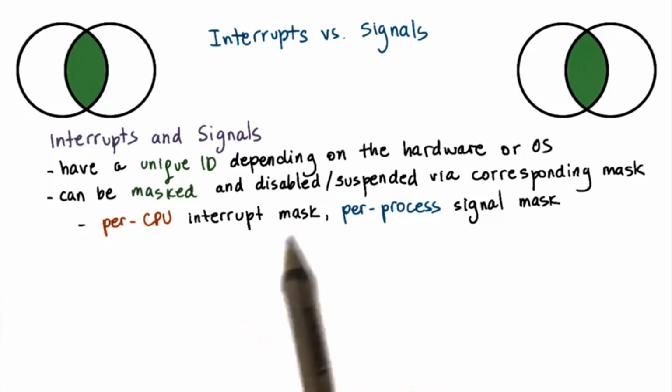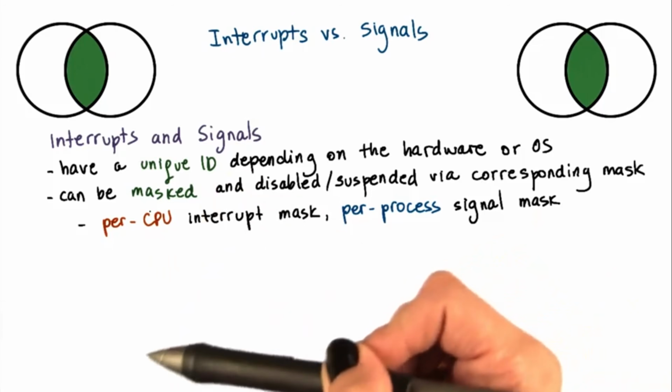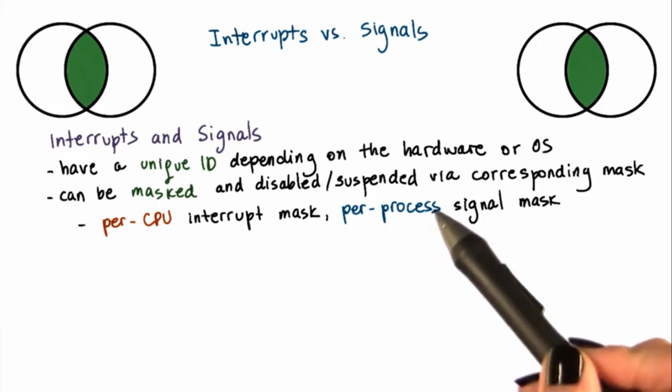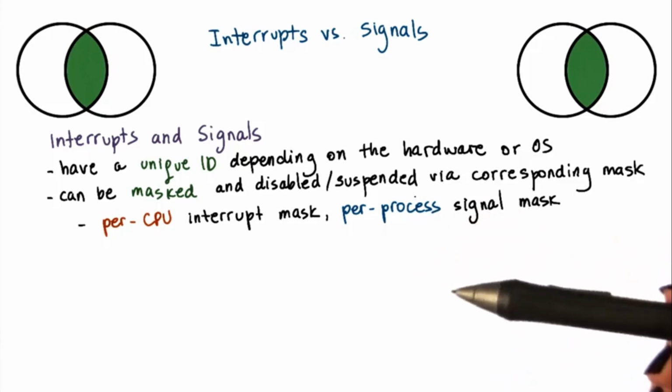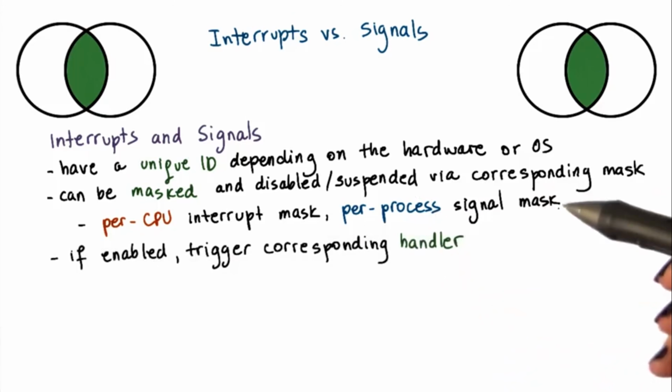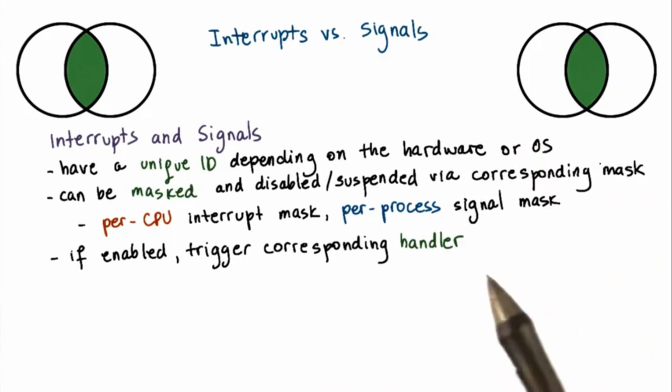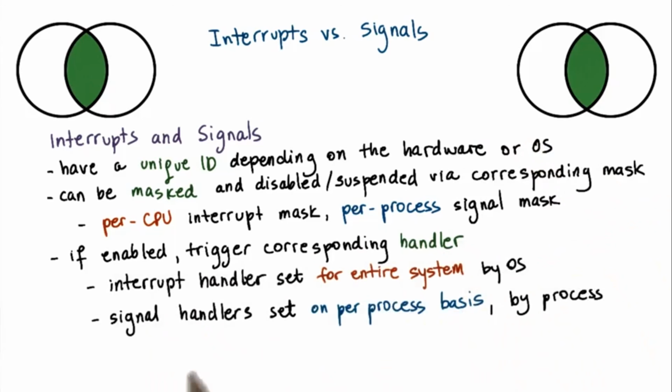The interrupt mask is associated with a CPU because interrupts are delivered to the CPU as a whole, whereas the signal mask is associated with a process because signals are delivered to individual processes. If the mask indicates that the signal or the interrupt is enabled, then that will result in invoking the corresponding handler. The interrupt handlers are specified for the entire system by the operating system. For the signal handlers, however, the operating system allows processes to specify their per-process handling operations.